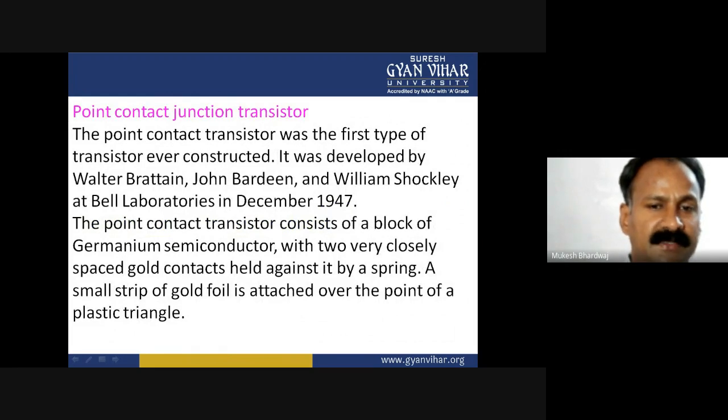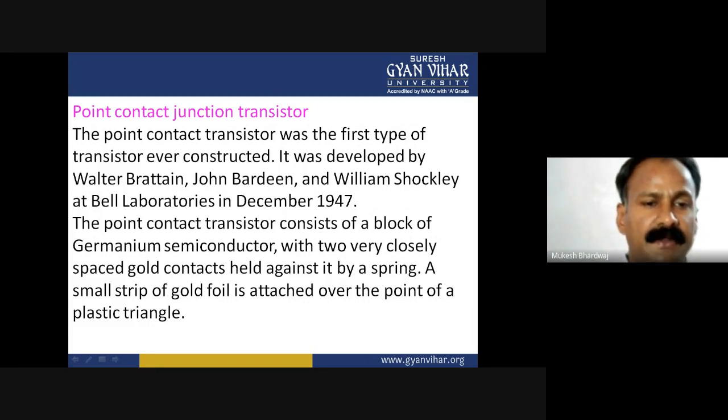Point contact junction transistor. The point contact junction transistor was the first type of transistor ever constructed. It was developed by Walter Brattain, John Bardeen, and William Shockley at Bell Laboratories in December 1947.